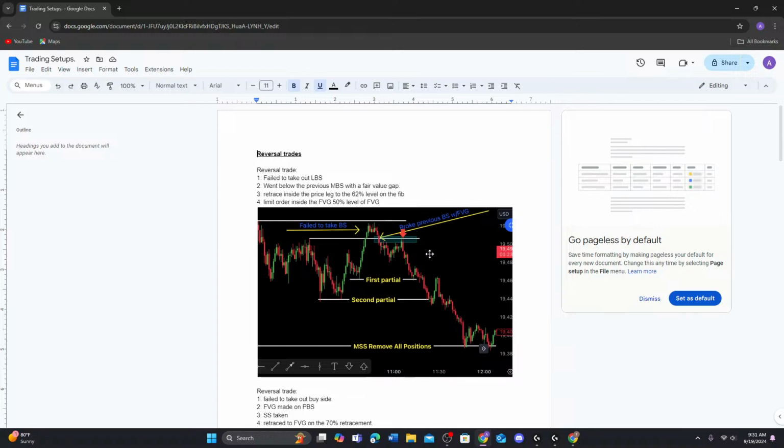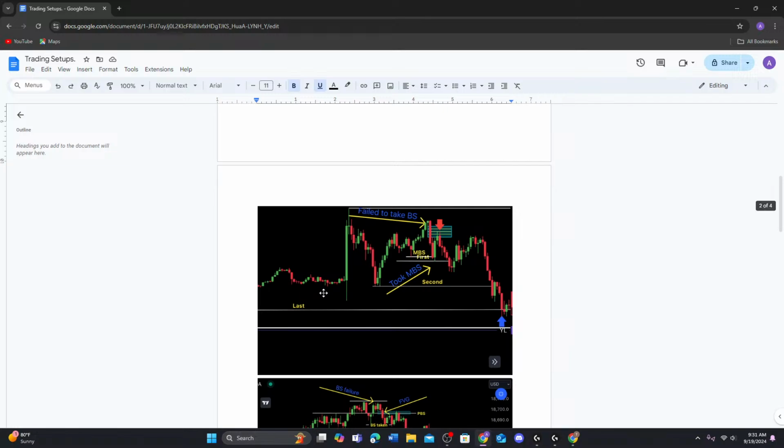So, for example, this one, right? We had buy side here at this level. We failed to take buy side here, broke down, formed a fair value gap at this previous buy side, take a trade here, first partial, second partial, and then remove all positions down here, which was at a sell side. These are reversal trades, right?